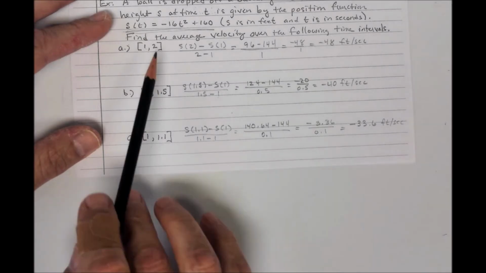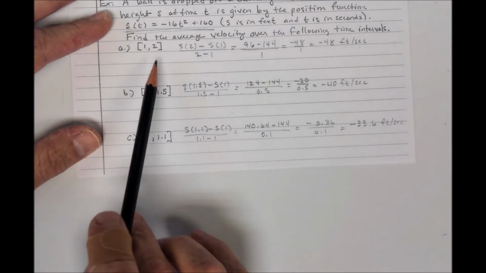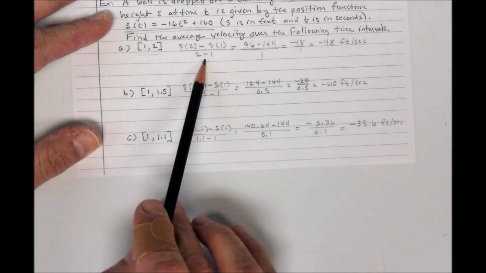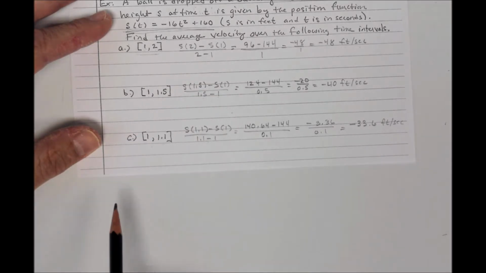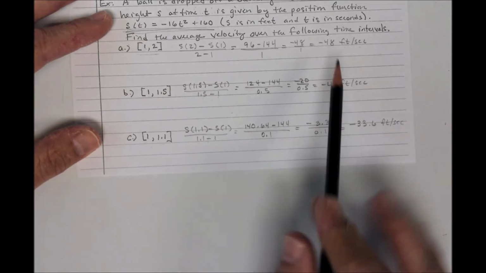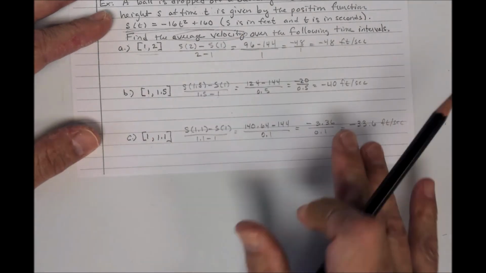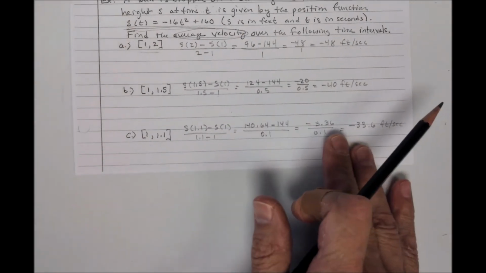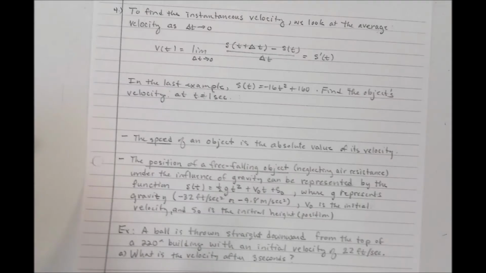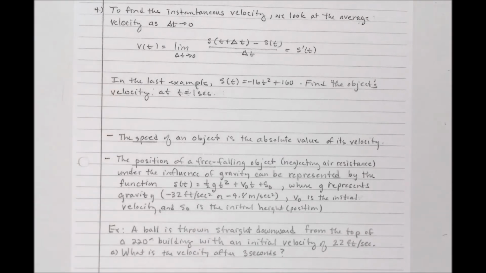Now, what I'm trying to show you here is that as the difference in the time gets smaller, my average velocities, and that's what I'm doing here, approach the instantaneous velocity. So let me finish this problem by first talking about instantaneous velocity.